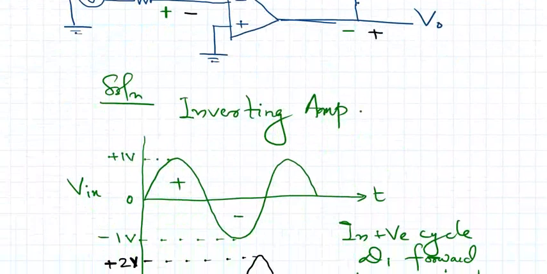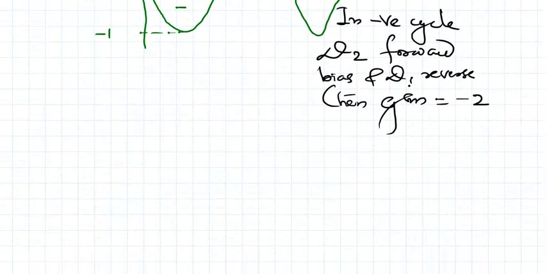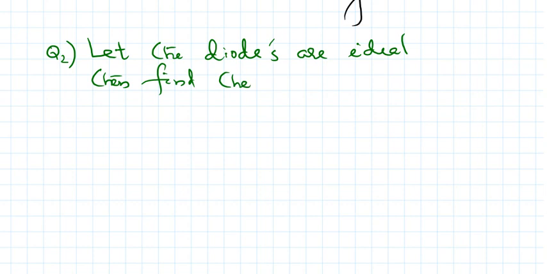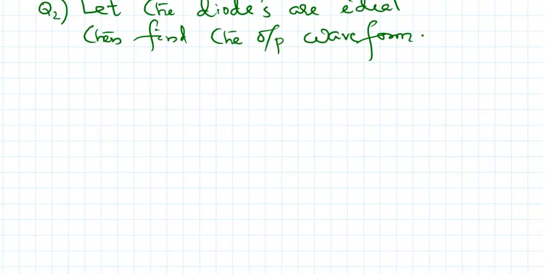Okay, so there is one more problem. It's very related to this problem. It's also an important problem. Try to do it by yourself. Let the diodes be ideal, then find the output waveform. Okay, the diodes are all ideal, and the task is to find the output waveform.